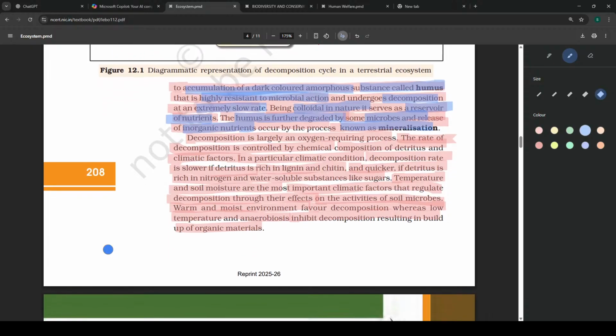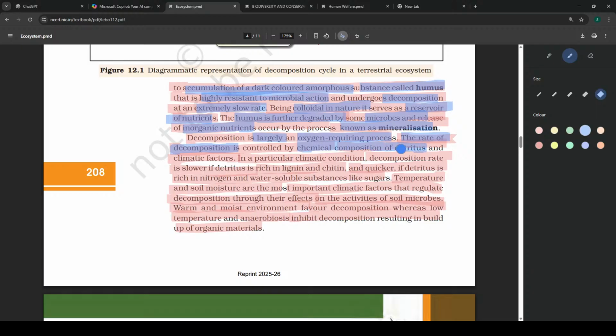Okay, that's about the basic steps involving decomposition. Decomposition is a largely oxygen requiring process. Decomposition mainly depends on oxygen. Catabolism is oxygen dependent. We need to understand this much here. And the rate of decomposition is controlled by many factors.